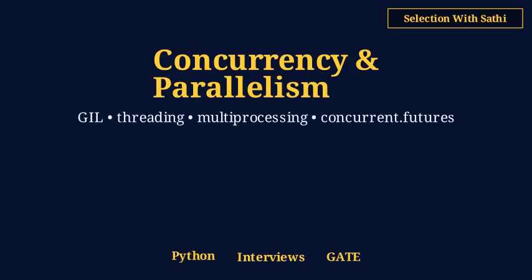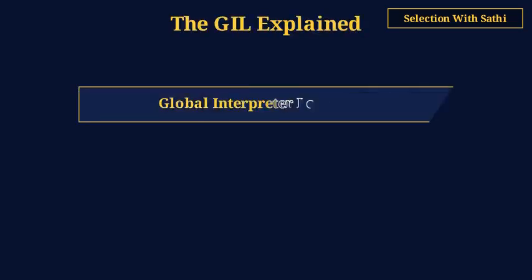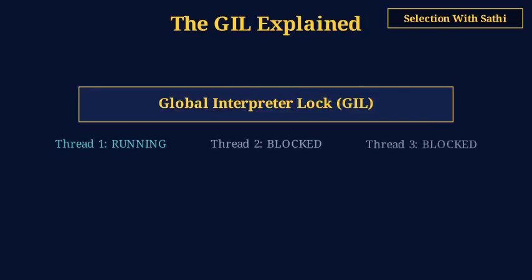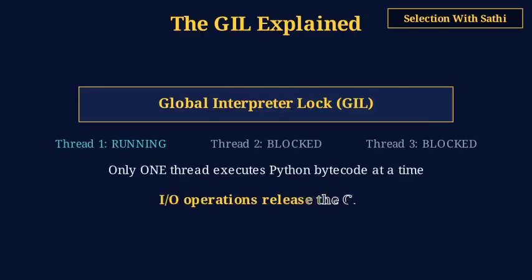Today we dive deep into concurrency and parallelism in Python. We'll cover the GIL, threading for I/O-bound tasks, multiprocessing for CPU-bound tasks, and the concurrent.futures module that provides a clean high-level API for both. The Global Interpreter Lock, or GIL, is the key to understanding Python concurrency.